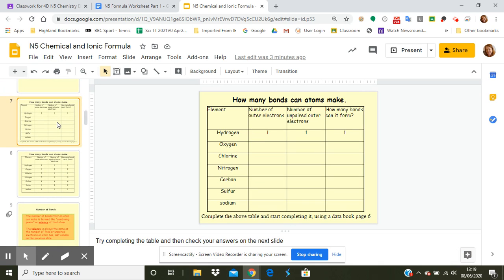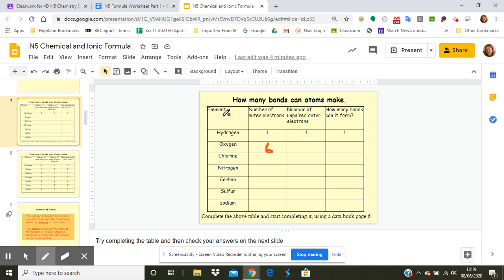This table here, you'll recognise it from last year, from S3. Using page 6 of your data booklet, that mini little periodic table, you can work out the number of outer electrons because electron arrangement always starts 2, something, something. The last number is the outer electrons. So we'll go over the first one here. For instance, oxygen. You look up oxygen. It has electron arrangement 2, 6. So therefore it has 6 outer electrons.